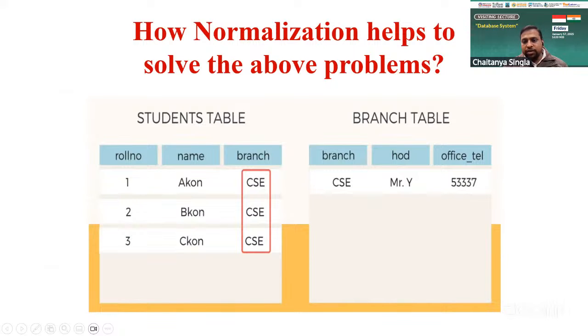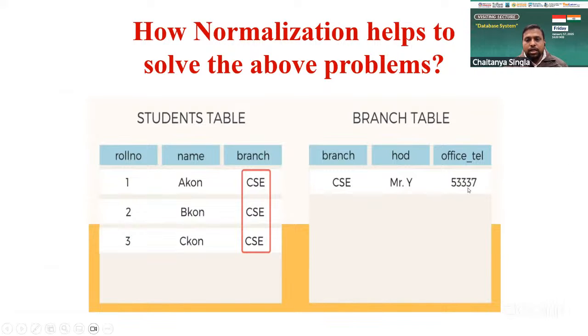Update or modification anomaly: we can easily change the name from Mr. Y to Mr. X, and we can also change the office telephone number. Earlier, the data was present for all the rows, for all the students in our database. But after normalizing the tables, we have to change it at only one place.